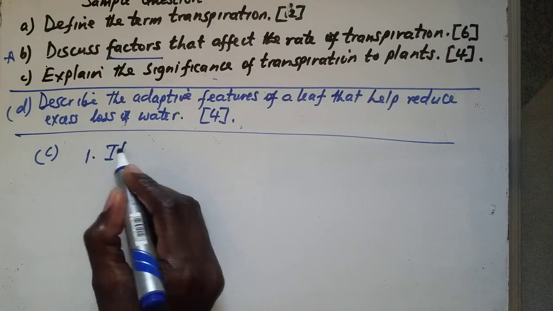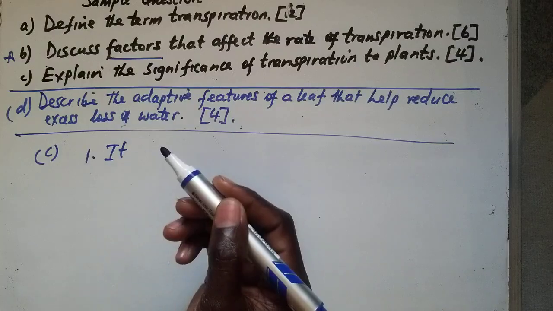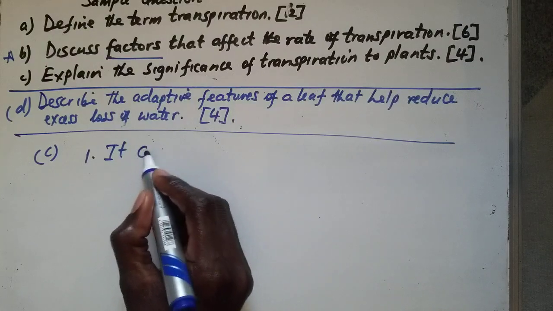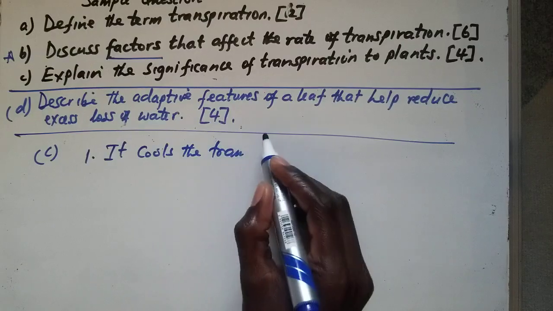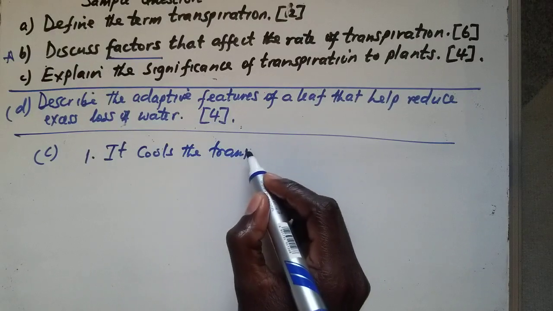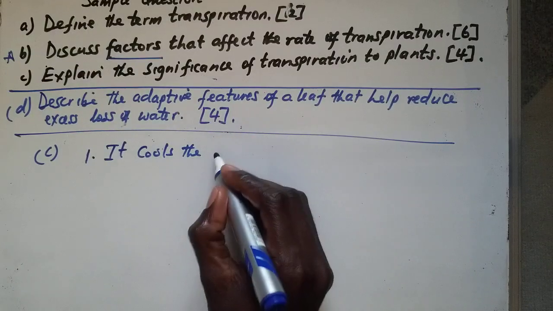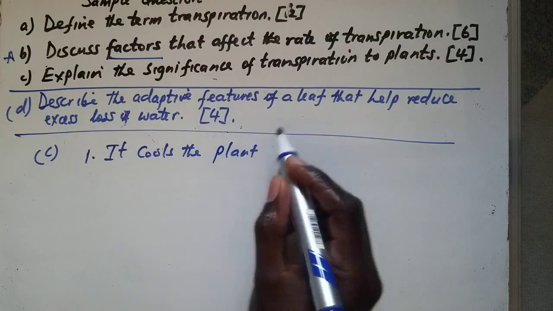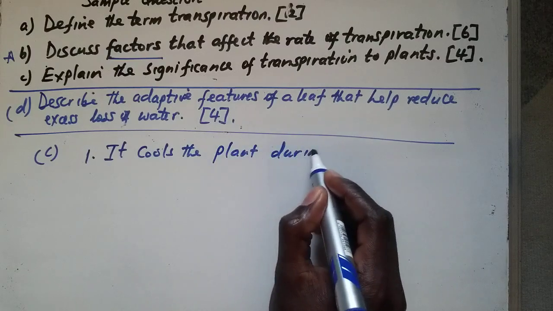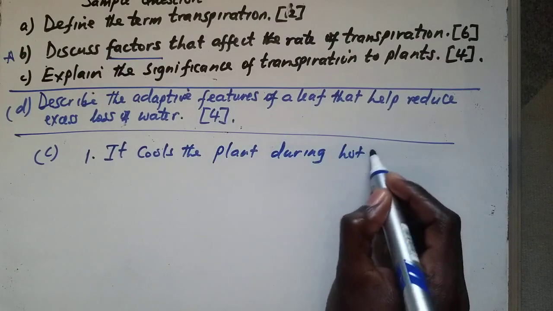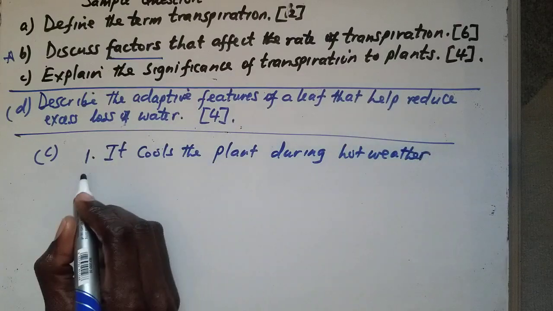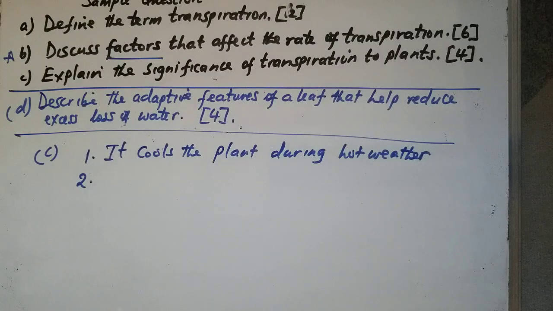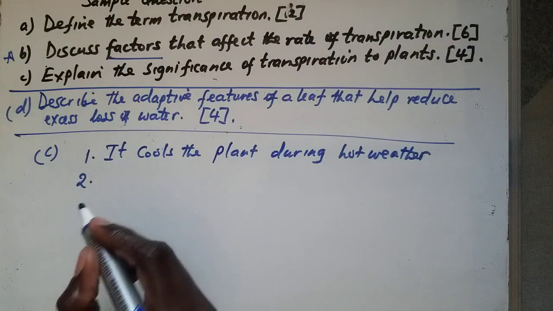One, transpiration helps to cool the plant, especially during hot weather. So when it is too hot and water is being lost, it is a way of helping to cool the plant.